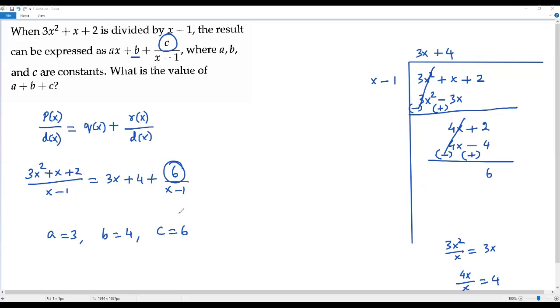Now I got the values of a, b, and c. Let's find the value of a + b + c, which is equal to 3 + 4 + 6. So 3 + 4 is 7, and 7 + 6 is 13. Therefore, the value of a + b + c is 13.